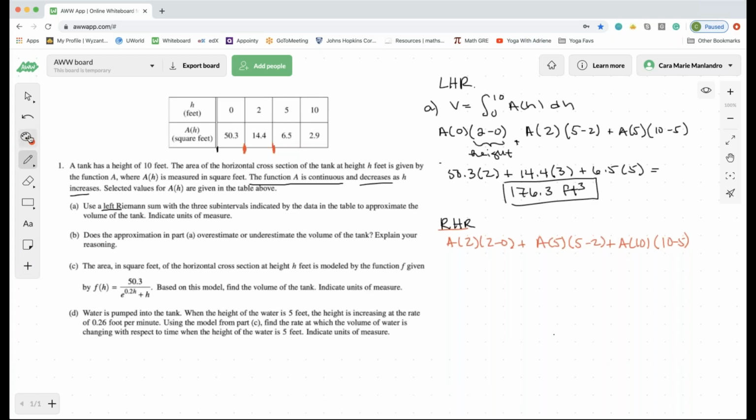Great. Okay, so does the approximation in part A overestimate or underestimate the volume of the tank? Okay, so what do we think? So this I don't need anymore. What do I think?